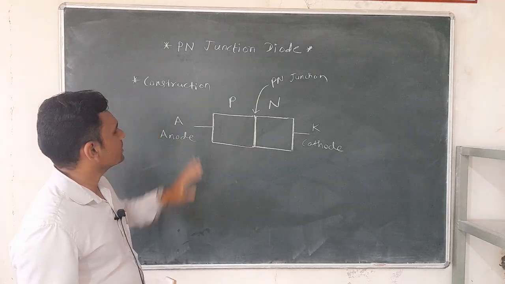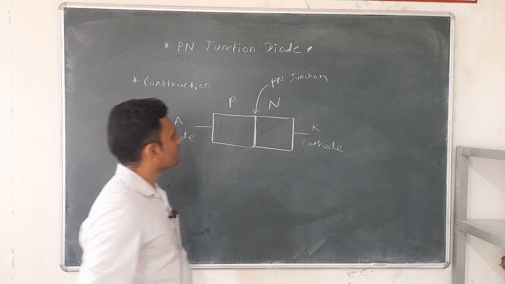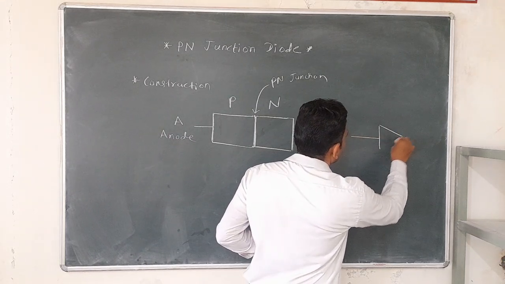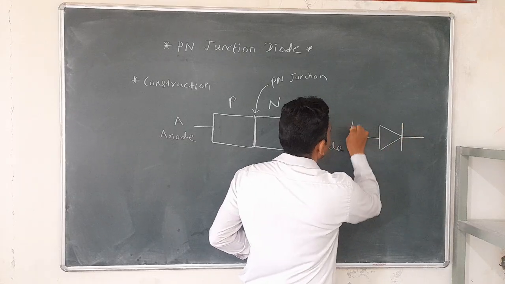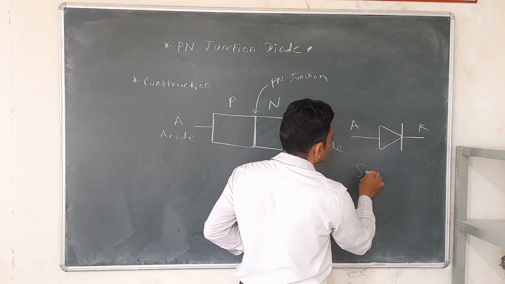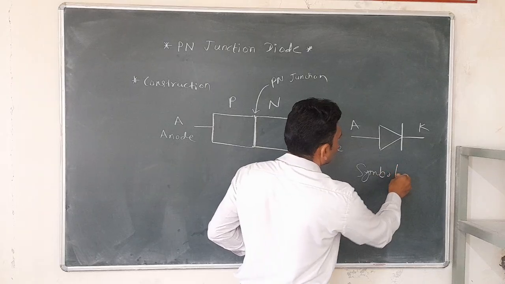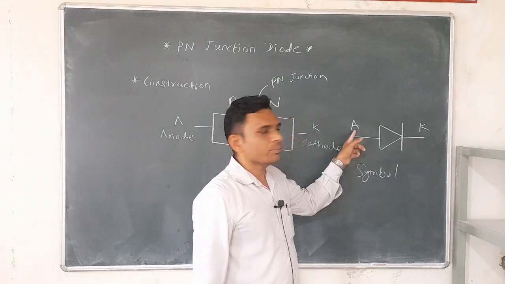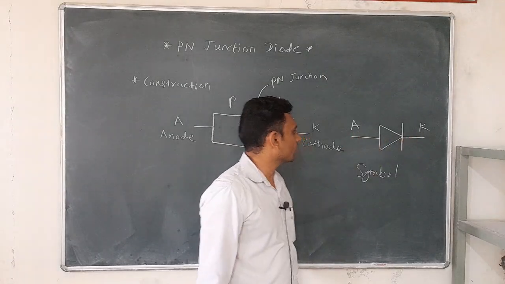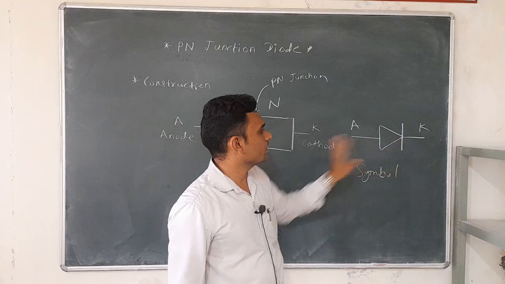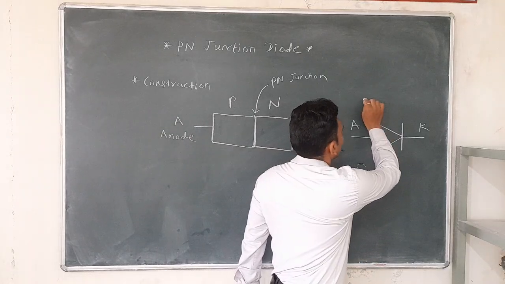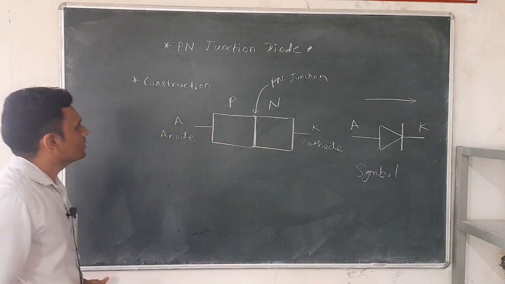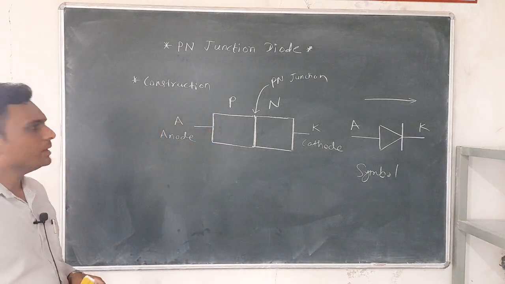So this is the construction, and this is the symbol of this PN junction diode. Again two terminals are shown, anode and cathode. Through this diode current flows from the anode to the cathode terminal. So the construction is very simple.